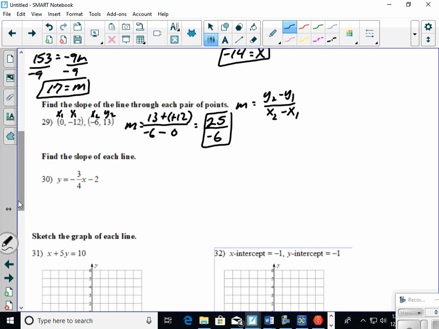Alright, so then number 30, still finding the slope, which in this case, this equation's in y equals mx plus b format, and the slope is whatever is right in front of the x. So in this case, number 30, we got negative 3/4 in front of the x. It's just as easy as recognizing that, so negative 3/4 is our slope.